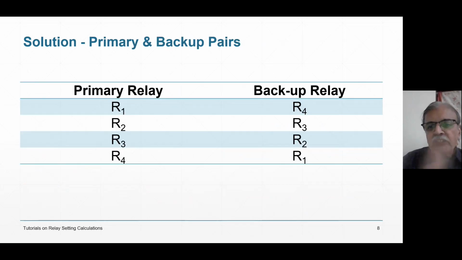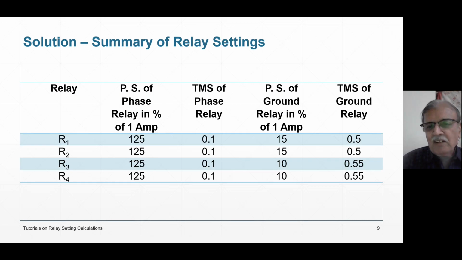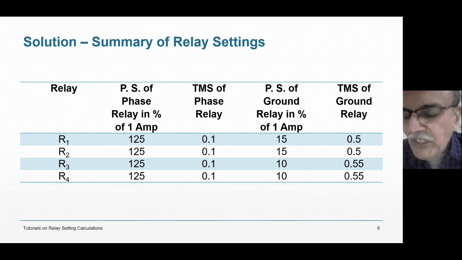Therefore, in all this exercise, what I've done, primary relay backup pairs, same that we have done in overcurrent and earth fault scheme. Whatever I could do till now, I have summarized: R1 R2 plug setting I have adjusted at 15%, R3 R4 at 10%, R1 R2 TMS I have adjusted at 0.5, R3 R4 at 0.55. I achieved fastest operation possible. I achieved proper discrimination between primary and backup relays, and the protective system is correctly operating.